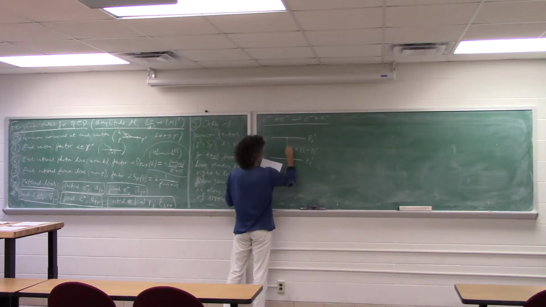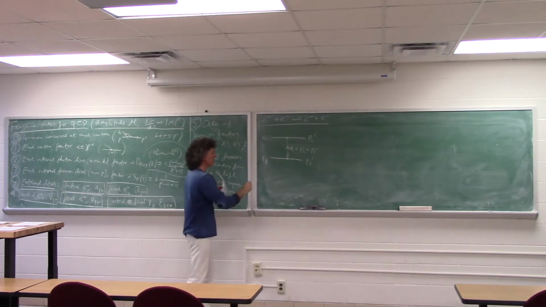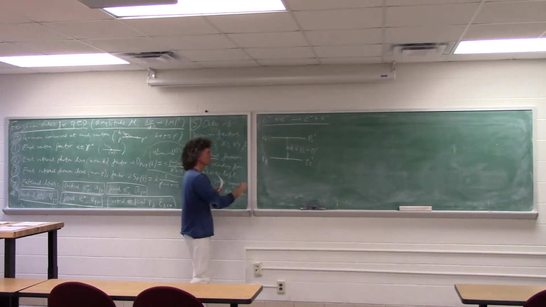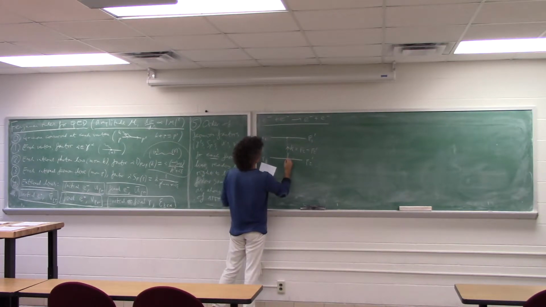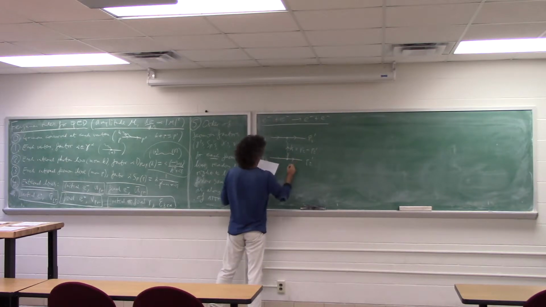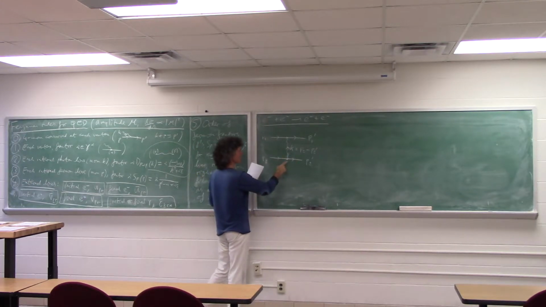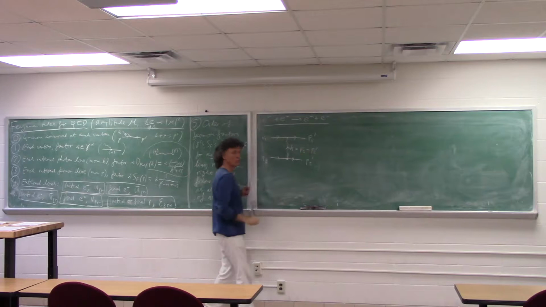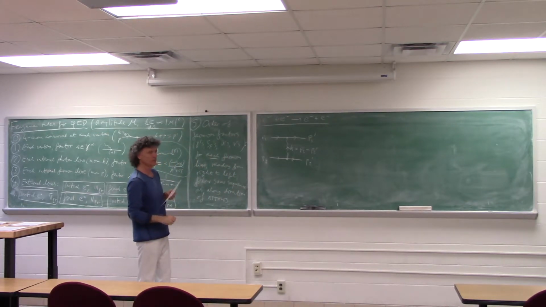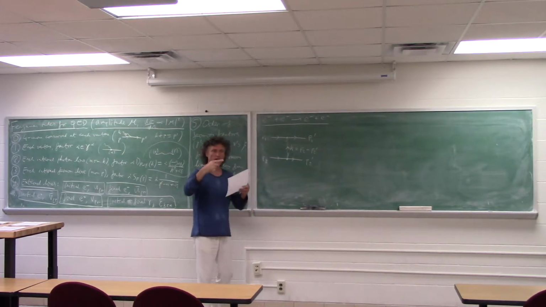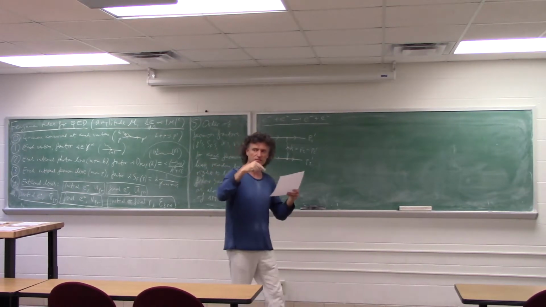Here it doesn't really matter which direction I choose. I can choose the arrow to be this way or that way. But if I choose it this way, then if you look here, the four momentum coming into the vertex is P2, the four momentum coming out is P2 prime and K. So K has to equal P2 minus P2 prime.